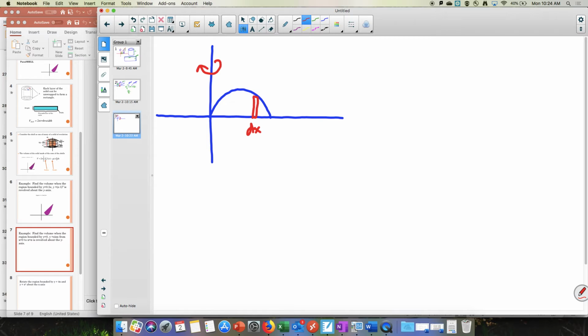Okay, so I want you to imagine what this looks like. Rotate this around. What is this going to look like?